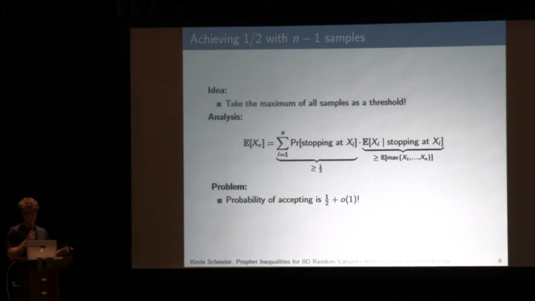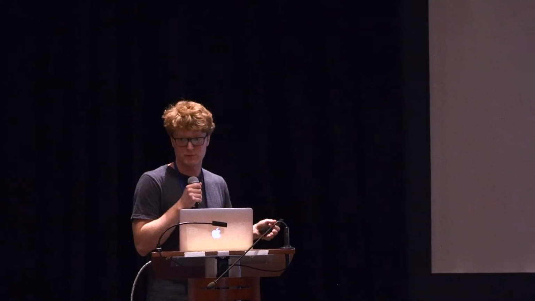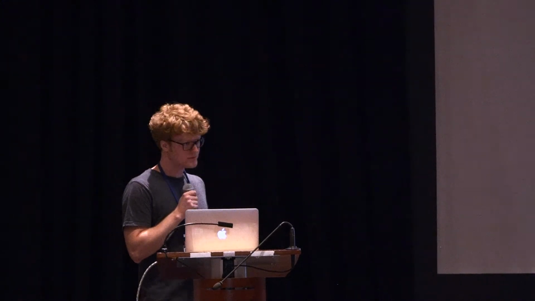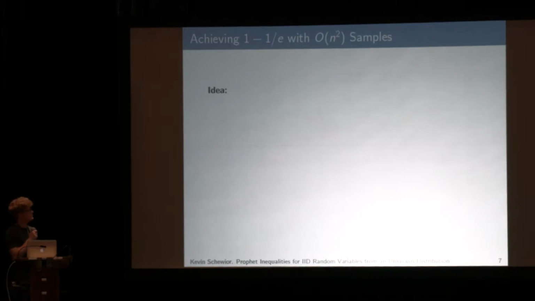If the maximum of all values is in the samples, then we don't stop at all. Okay, let's improve this by using more samples for now. We're going to improve it to 1 - 1/e using n² samples. And the idea is just to use new fresh samples in each step.